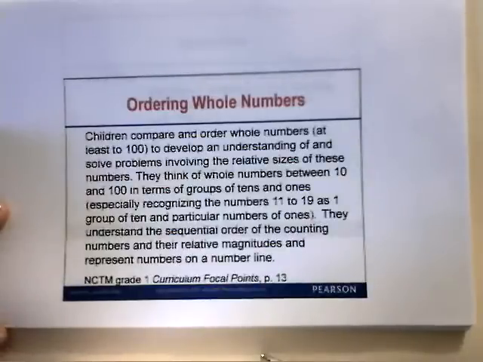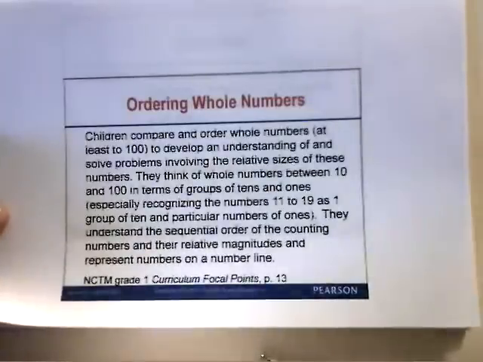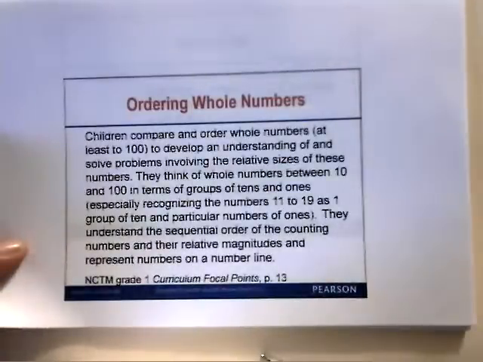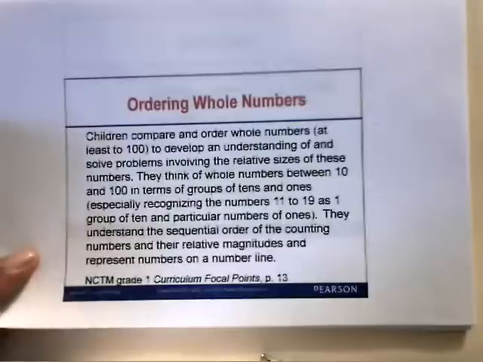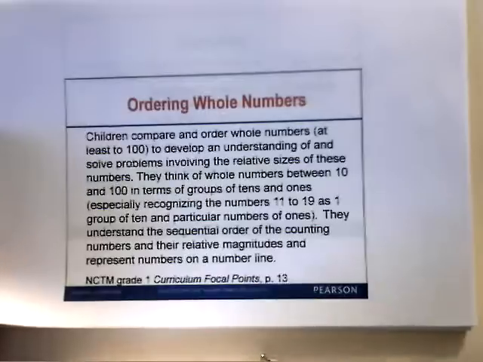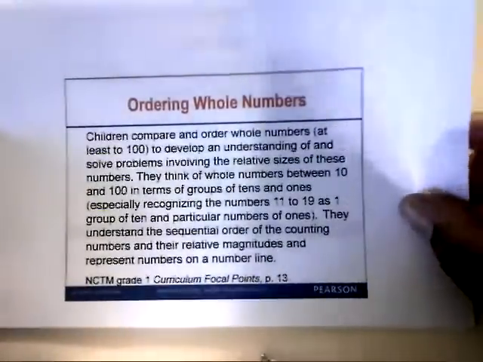Children can compare and order whole numbers at least to 100 to develop an understanding of and solve problems involving the relative sizes of these numbers. They think of whole numbers between 10 and 100 in terms of groups of tens and ones, especially recognizing the numbers 11 to 19 as one group of 10 and a particular number of ones. They understand the sequential order of the counting numbers and their relative magnitudes and represent numbers on a number line.